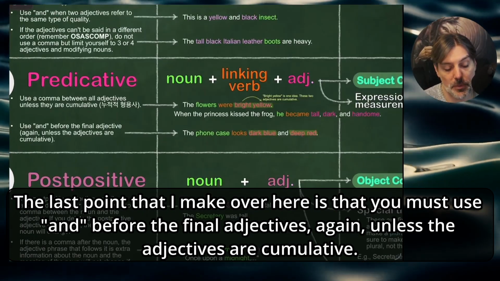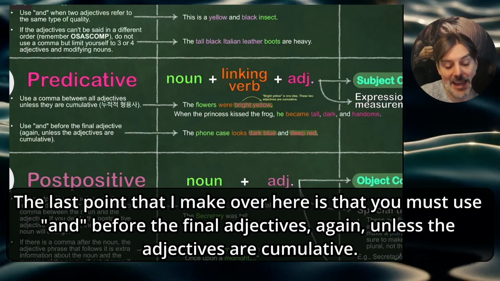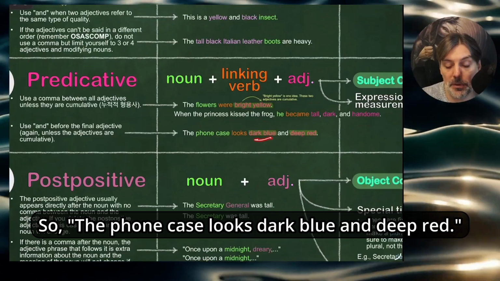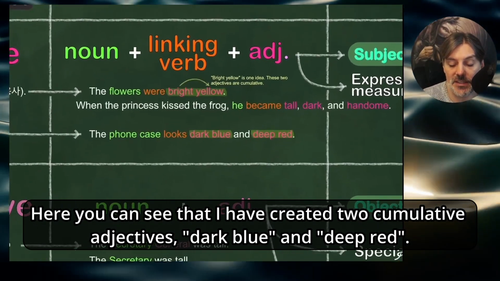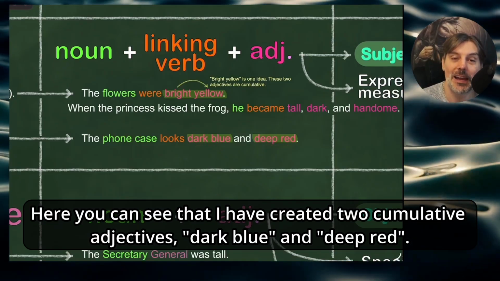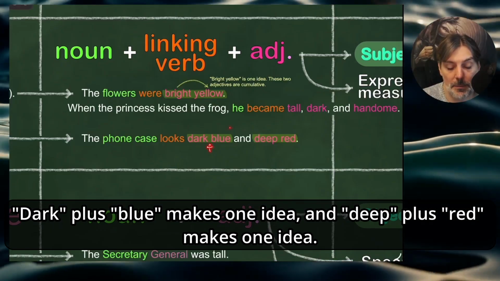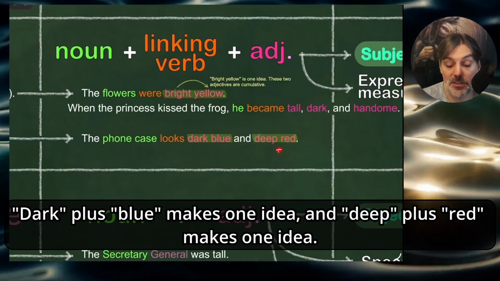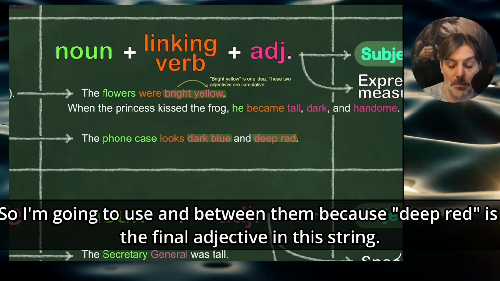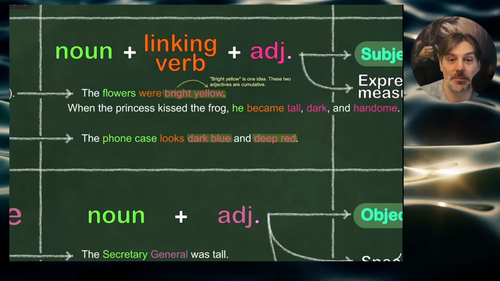Now, the last point that I make over here is that you must use "and" before the final adjectives, again, unless the adjectives are cumulative. So, the phone case looks dark blue and deep red. Here you can see that I have created two cumulative adjectives, dark blue and deep red. Dark plus blue makes one idea, and deep plus red makes one idea. So I'm going to use "and" between them because deep red is the final adjective in this string.